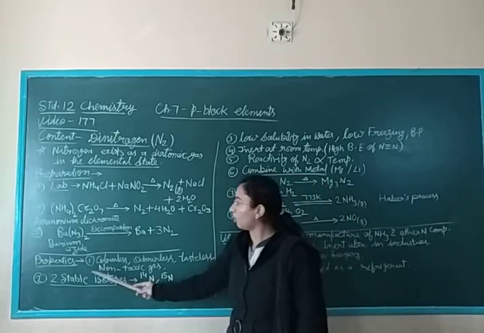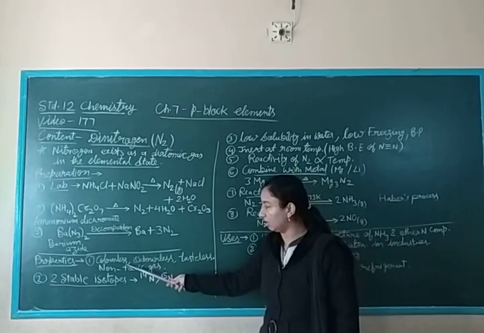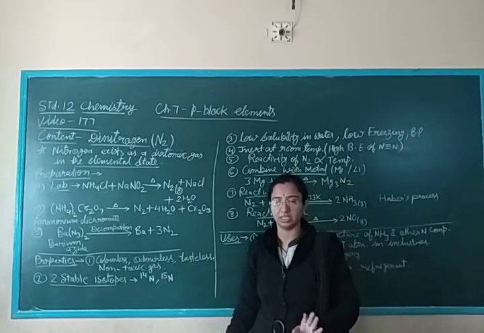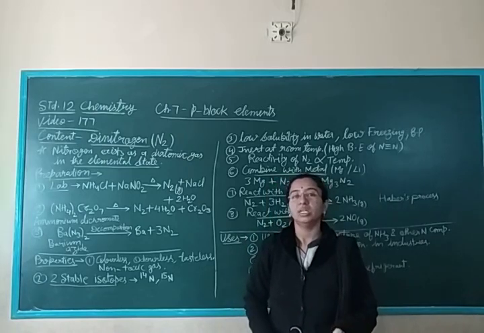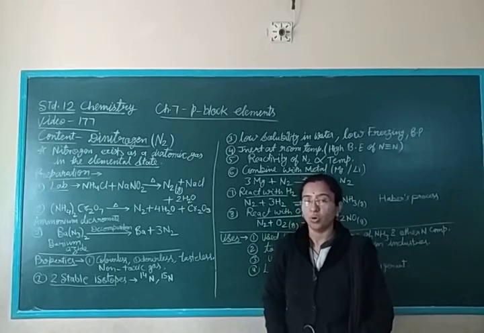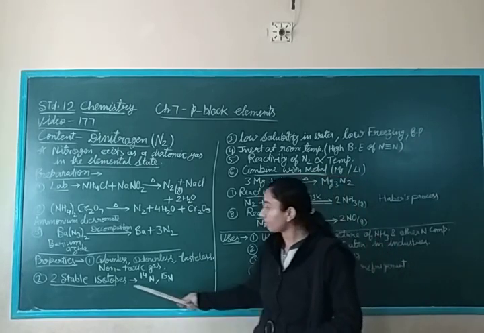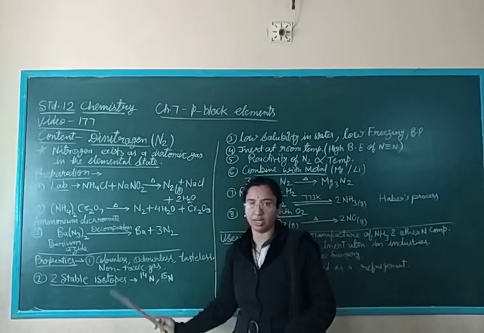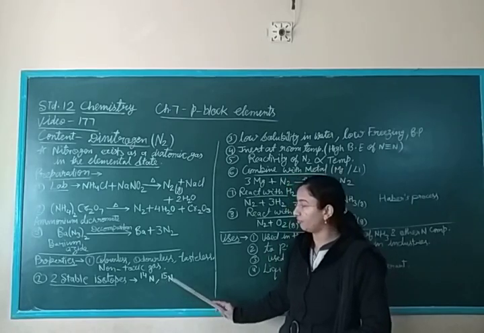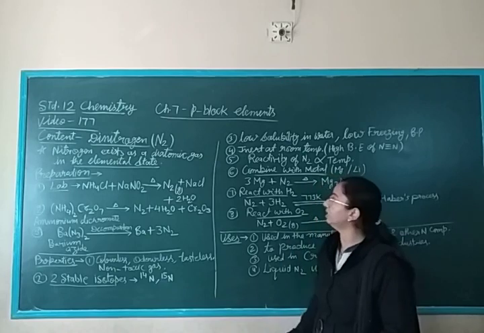Then after preparation, we will discuss properties. Nitrogen gas is a colorless, odorless, tasteless and non-toxic gas. You already know nitrogen is available in the atmosphere at 78% by volume, the maximum amount, so it is a non-toxic gas. Then it has two stable isotopes: the first one is 14N and the second one is 15N.